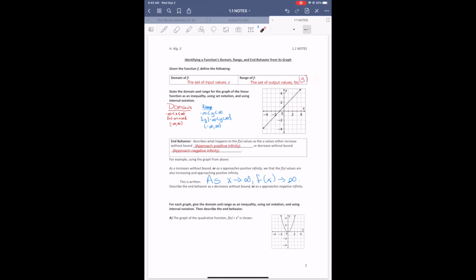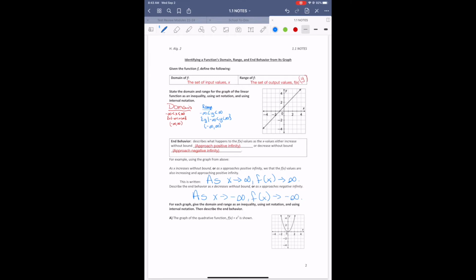Okay? Now, describe the end behavior as x decreases without bound or as x approaches negative infinity. So on the other end, as x approaches negative infinity, what are your f of x values doing? Well, they're decreasing, right? You can see our arrow, it's going to continue decreasing. So we write it the same way, except this time we're doing negative infinity. So as x approaches negative infinity, f of x approaches negative infinity.